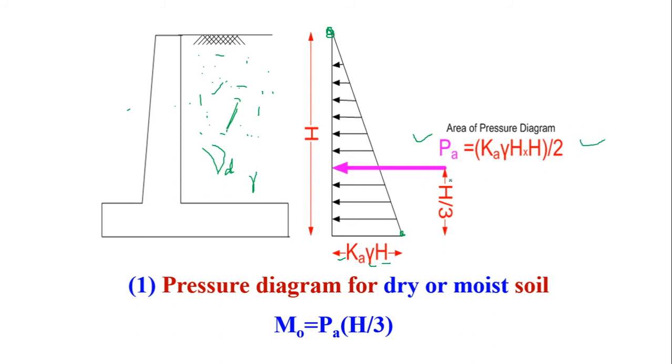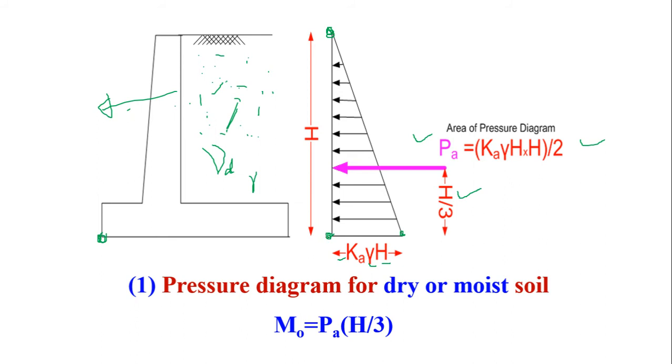Now do remember the position of it, because in the design, when we check this retaining wall for overturning, we take the moment about this point, the toe. We find the overturning moment, and for that we require the distance of PA from this end. In mechanics we have studied that for a triangle the resultant is at a distance of h by 3 from the base and 2h by 3 from the tip. So from the base we have the distance h by 3.